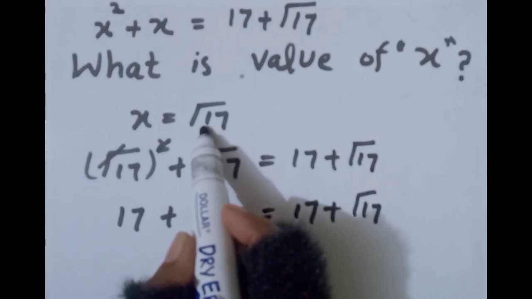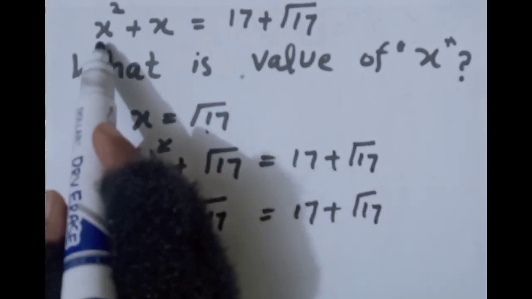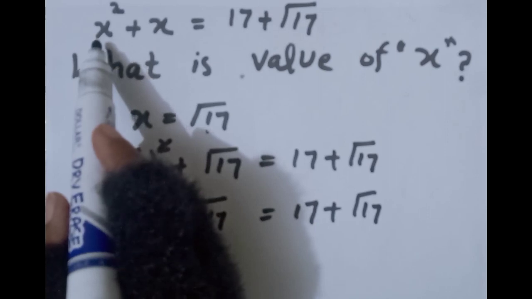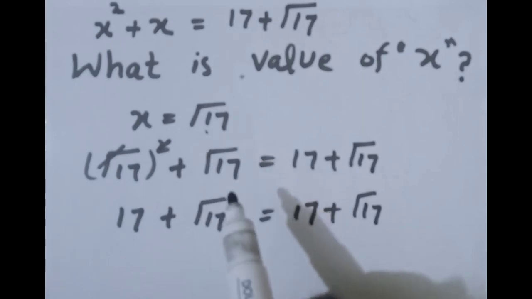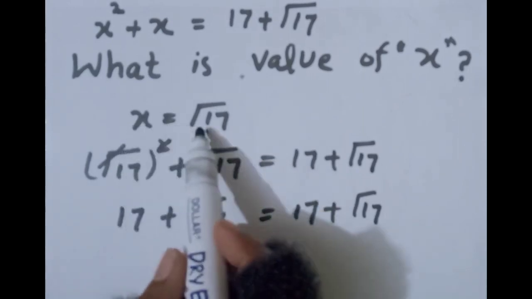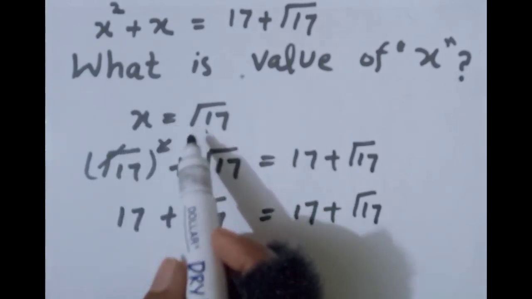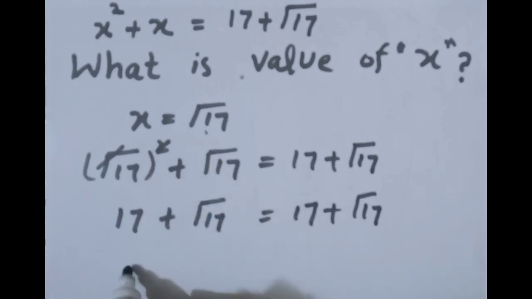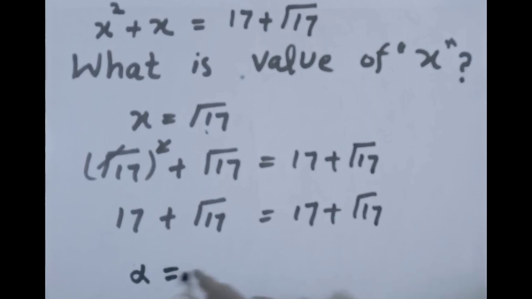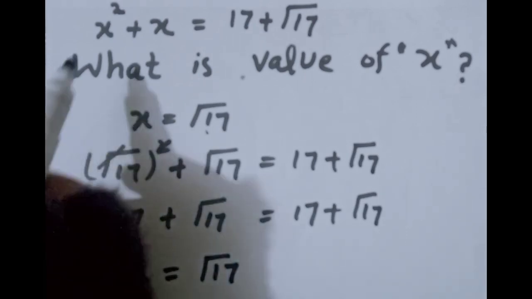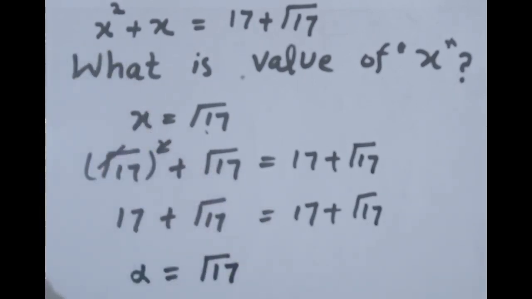Okay, and it is a quadratic equation, so there must be two answers in the quadratic equation, as you know. So one answer is under root of 17. So we write one answer or one root. We replace x by alpha. So we can say alpha is equal to square root of 17. This is the one answer of our quadratic equation. We just find the value of another root or answer.